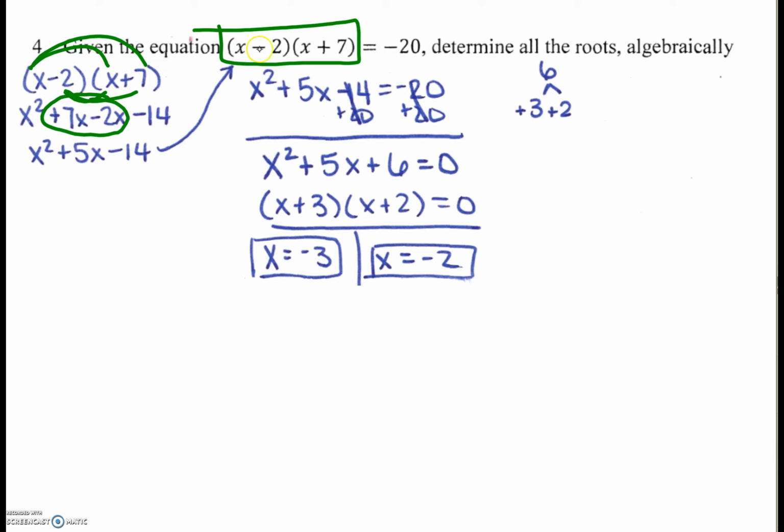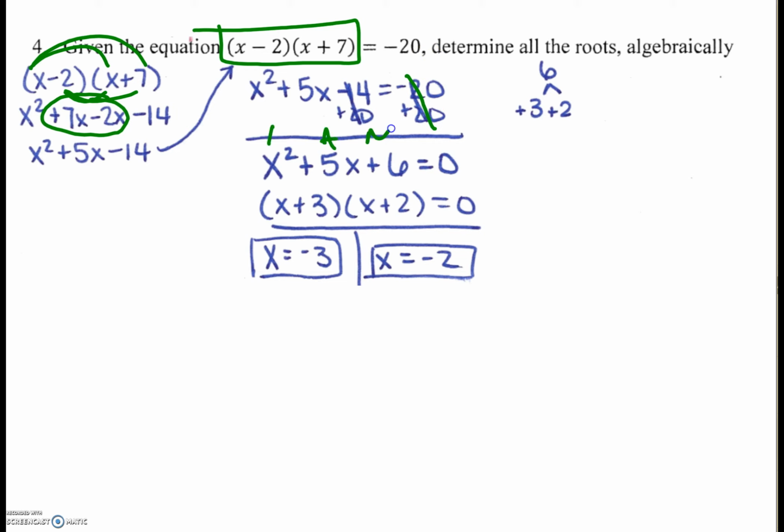I'm going to replace my left-hand side of the equal sign with x squared plus 5x minus 14 and bring down my equals negative 20. Remember, you need the quadratic to be set equal to 0, so we're going to add 20 to the other side. And we'll have x squared plus 5x plus 6 equals 0.